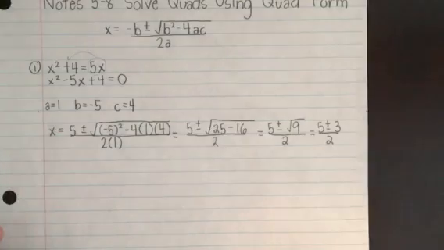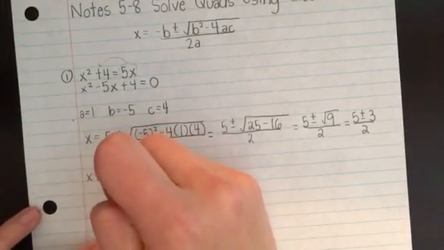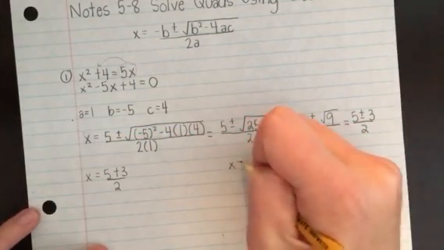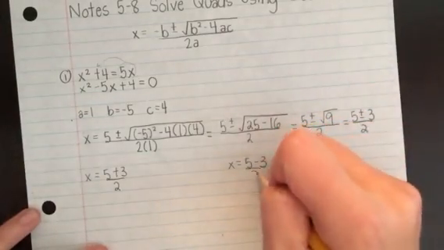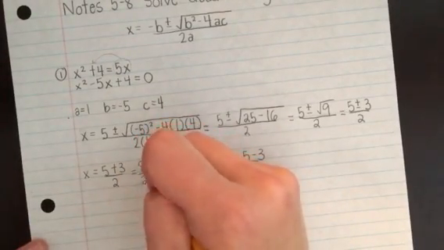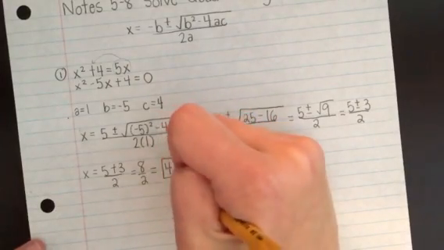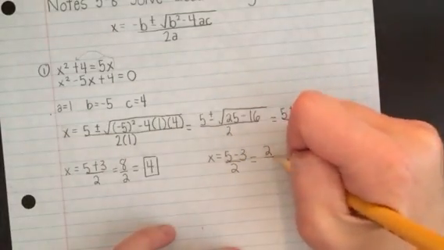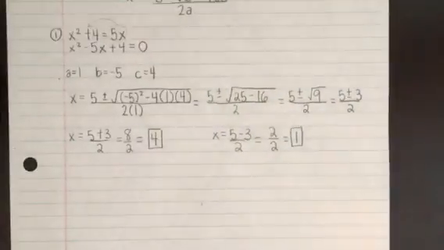So your very last step is to actually solve that. So x equals 5 plus 3 over 2, or x equals 5 minus 3 over 2. So on this, 5 plus 3 is 8 over 2, and 8 over 2 equals 4, so x equals 4, or x equals 5 minus 3, that's 2 over 2, so that's 1. So x equals 4 or x equals 1.